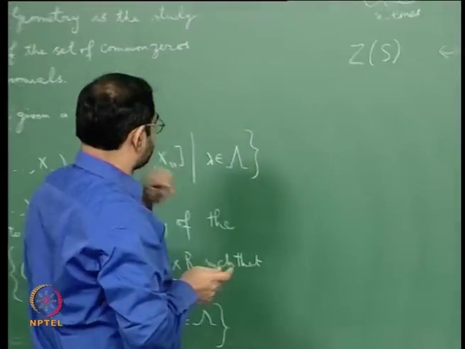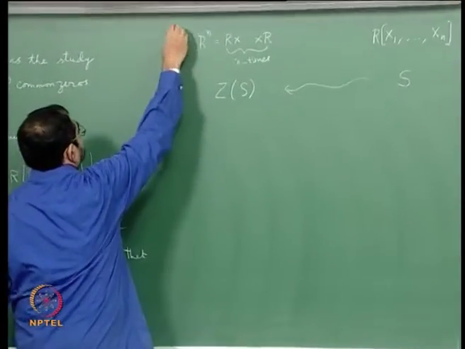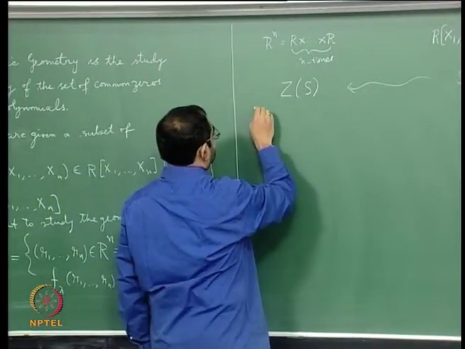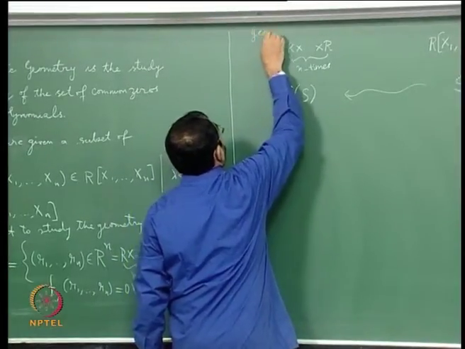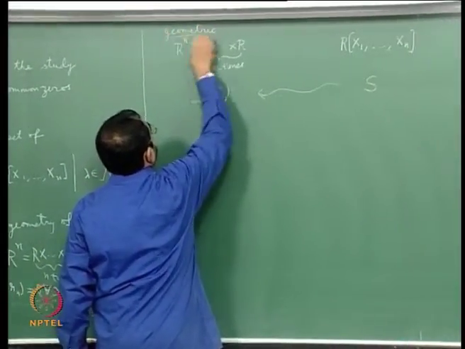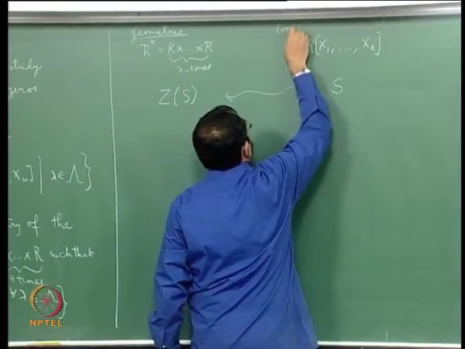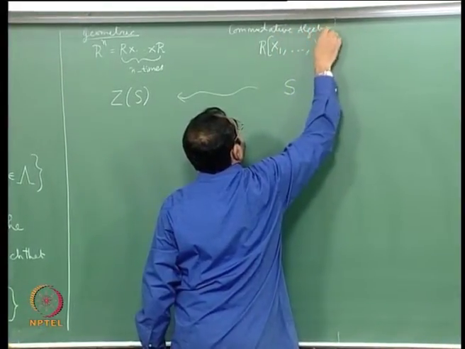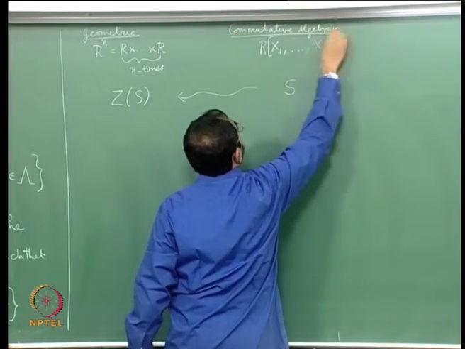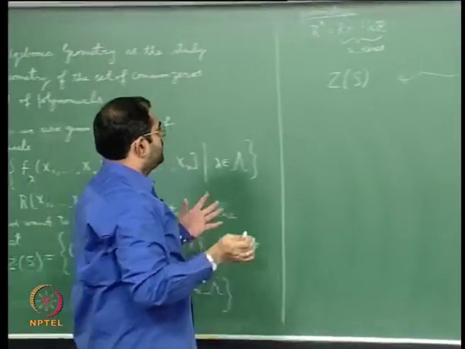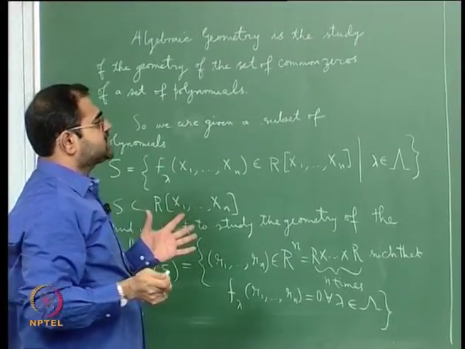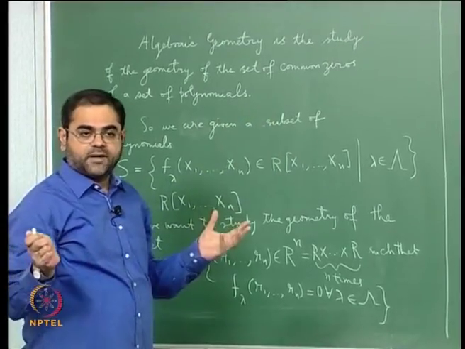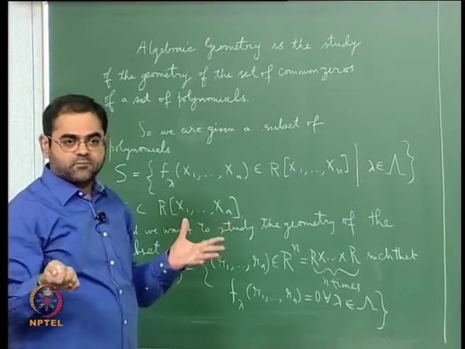And of course there are several things that I will have to explain to you. So let me write that here. This is the geometric side, and this is the commutative algebraic side. In some sense, therefore, you can say that algebraic geometry and commutative algebra are kind of married to each other. They are two sides of the same coin.